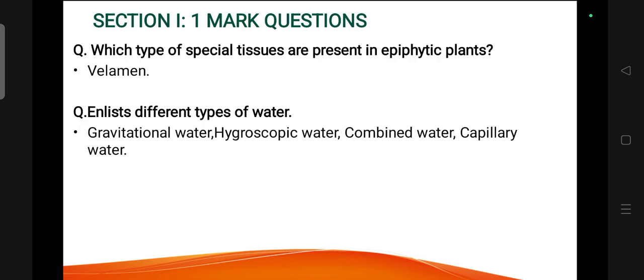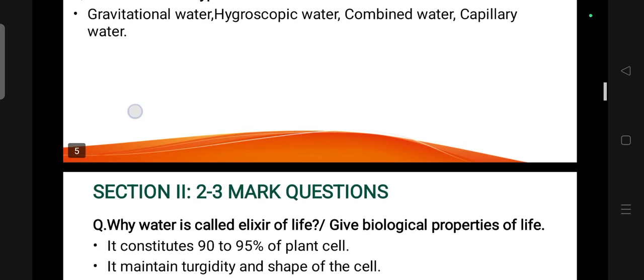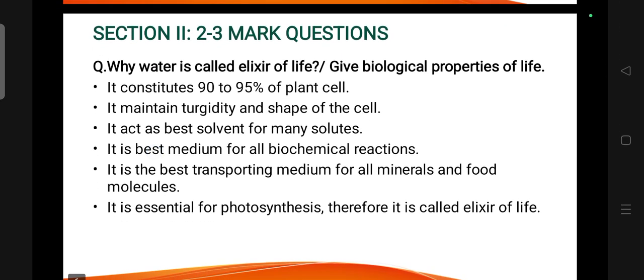Which type of special tissues are present in epiphytic plants? Velamen. Enlist different types of water: gravitational water, hygroscopic water, combined water, and capillary water. Why water is called elixir of life or give biological properties of water?